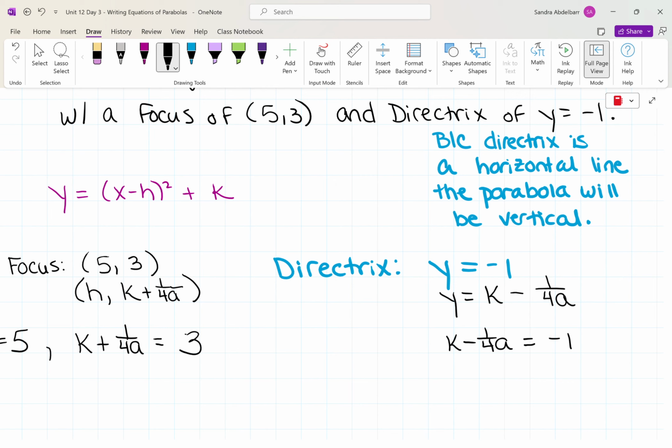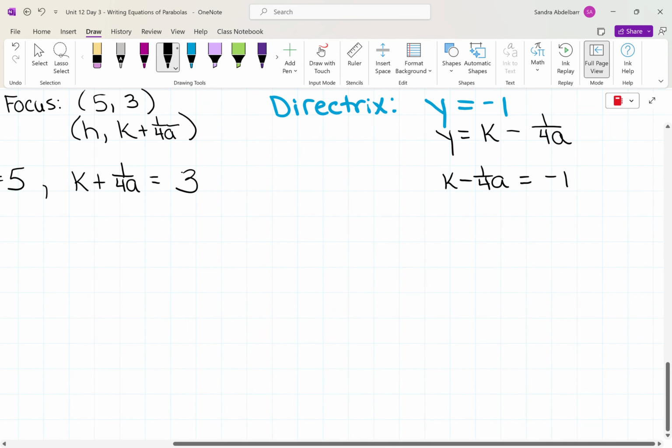So I'm going to repeat it again. We have an h, we don't have a k, we don't have an a. But I do have two equations. I have k plus 1 over 4a equals 3, and k minus 1 over 4a equals -1. Do they both use the same variables? Yes, because I have two missing variables and two different equations using those variables. What can I set up to solve? Danny? A system. A system, exactly. We are going to set up a system.